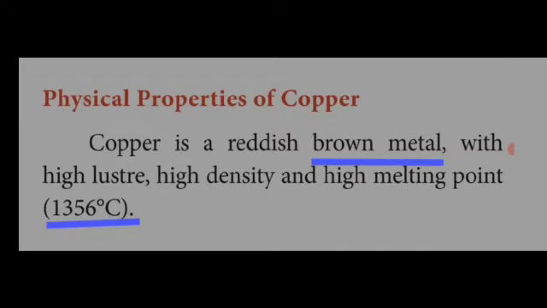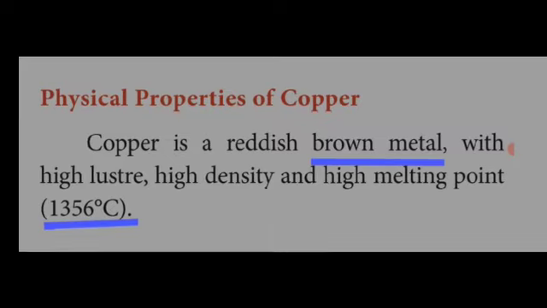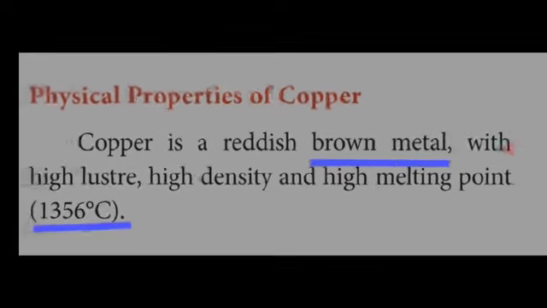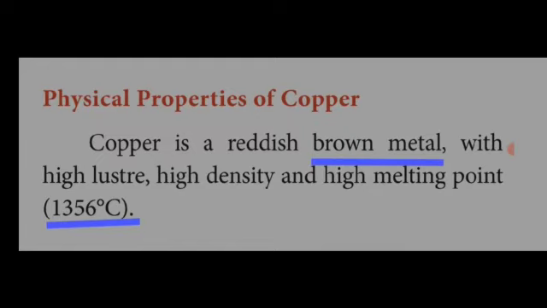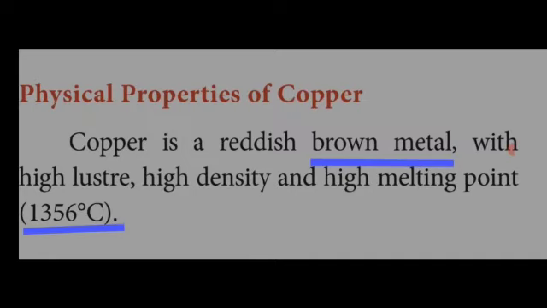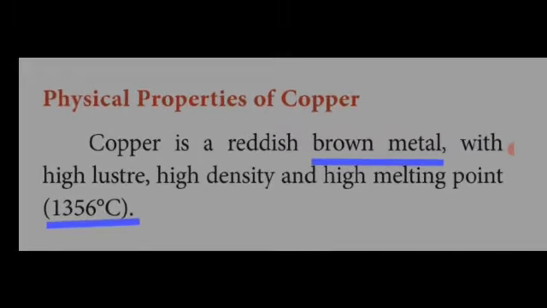Let's see the physical properties of copper. Copper is a reddish brown metal with high lustre and high density. Already we know copper has high density and a high melting point. The melting point of copper is 1356 degrees Celsius. Copper is a reddish brown metal. These are the physical properties of copper.